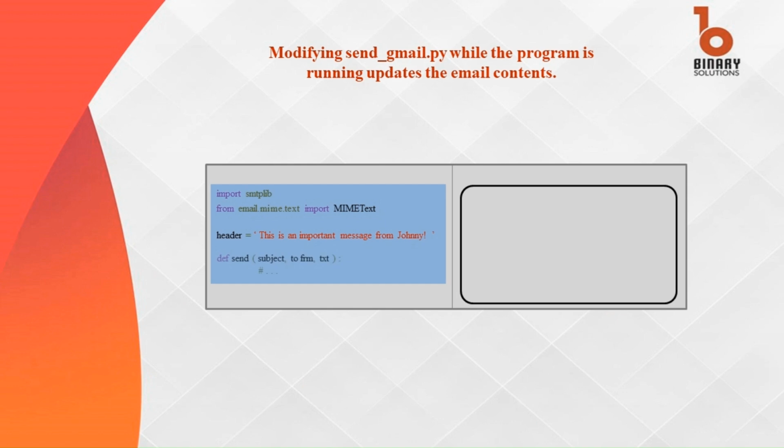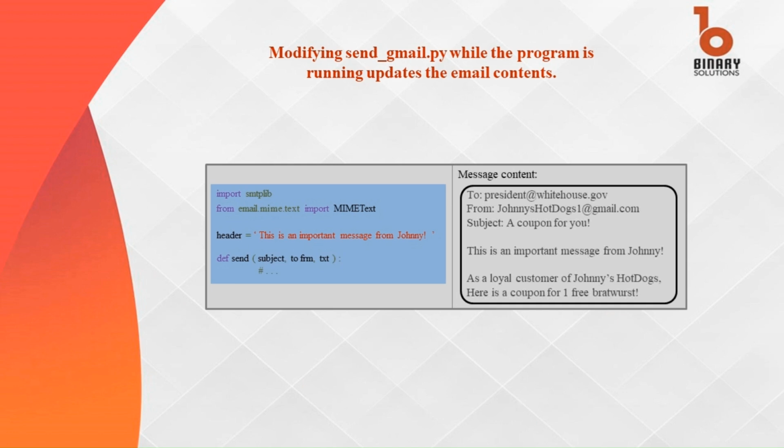The send function is designed to send emails by accepting parameters such as the subject, recipient's email address, sender's email address, and the email content. While the program structure remains similar to the original, the primary focus is on modifying the email content dynamically. When executed, the program sends an email with updated content, including the recipient's address, sender's address, subject, and message body. In this example, the email promotes a free Bratwurst coupon for loyal customers. This demonstrates the program's adaptability in generating dynamic, customized emails using Python.